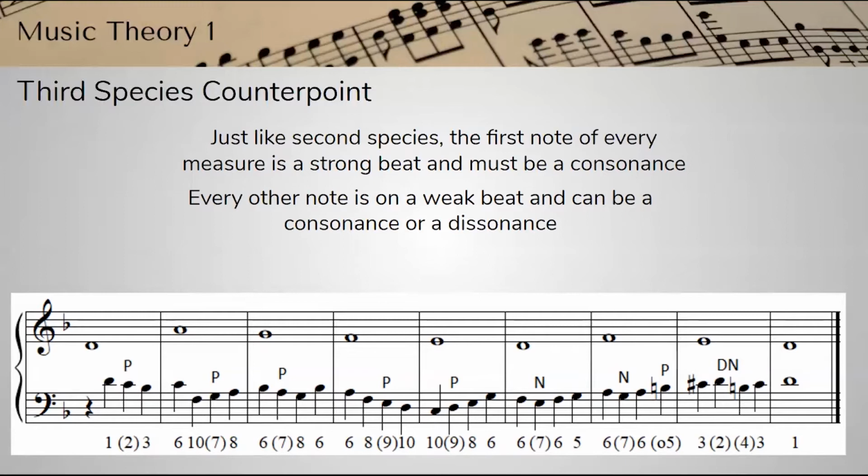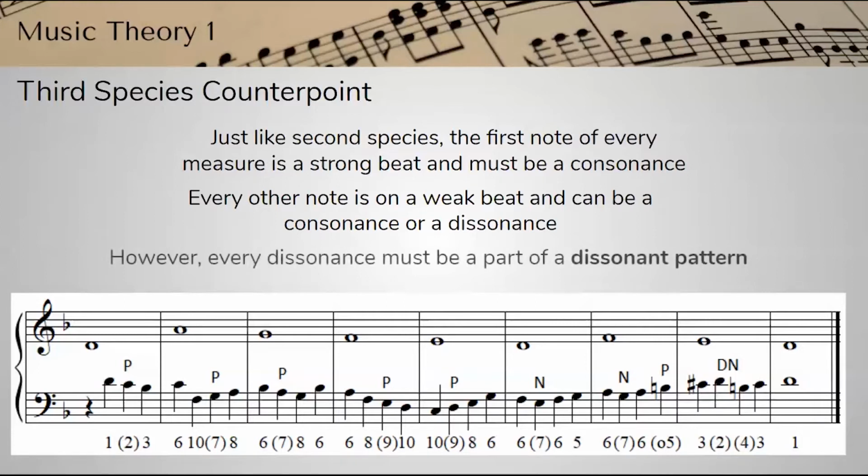Now, with second species, it was pretty straightforward because, if you wanted to use a dissonance, you could simply step to it and then resolve it by step. And third species is similar, but since there are so many more options and you have less strong beats, less consonances that you're required to use, we have to make sure that every dissonance we use is part of what's called a dissonant pattern. So you can see here, these 3 notes form one of the dissonant patterns.